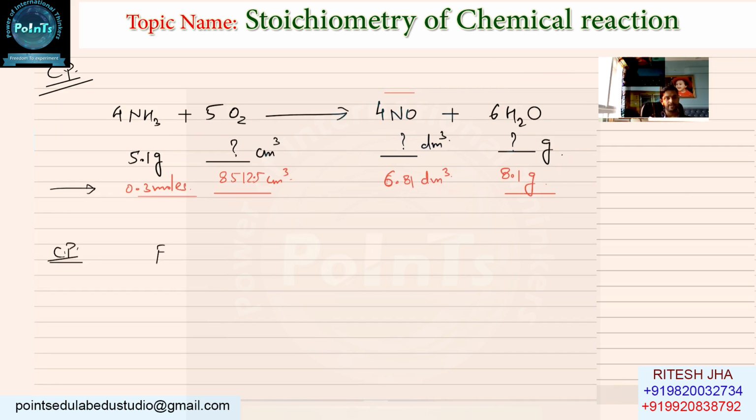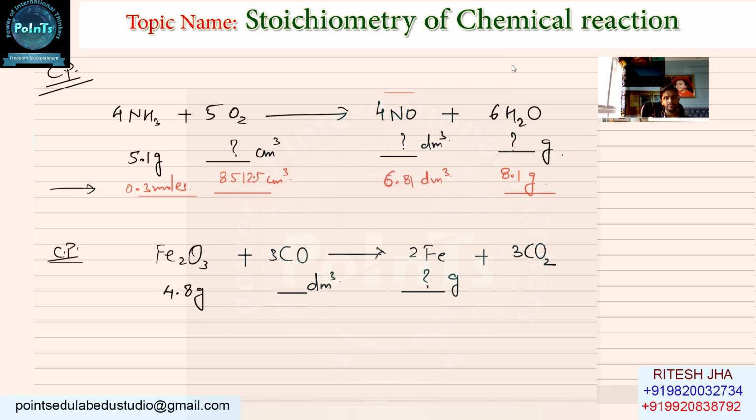Here you have Fe2O3 plus 3CO, giving you 2Fe plus 3CO2. So what you're given is this is 4.8 gram reacting with certain dm cube of CO, producing certain gram of Fe and producing certain gram of CO2 also. Come on, do it.